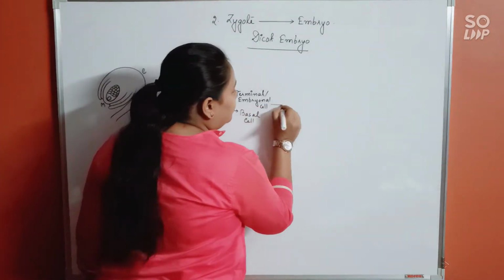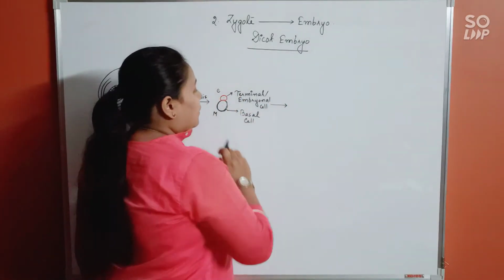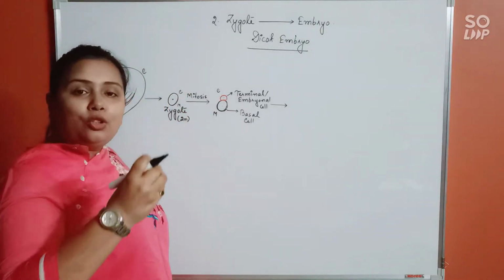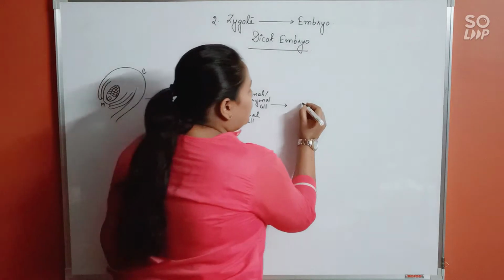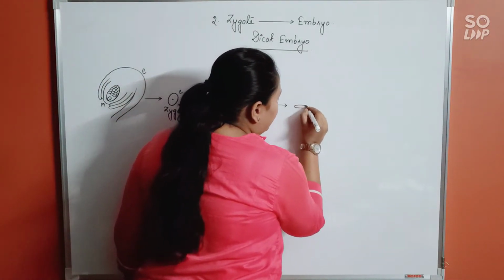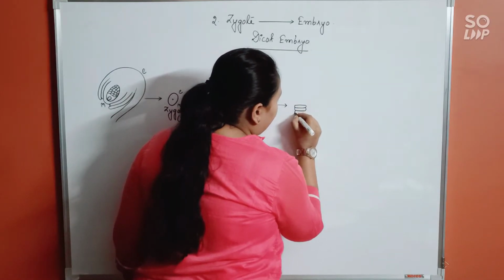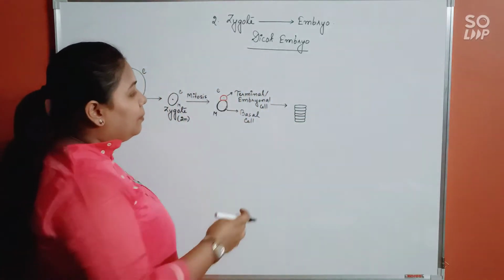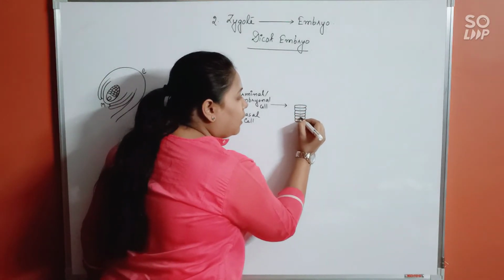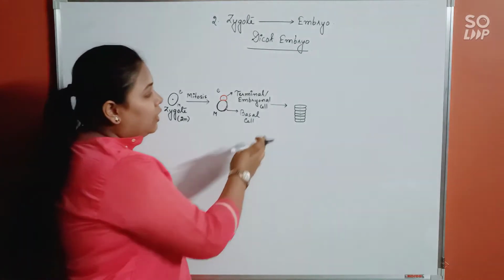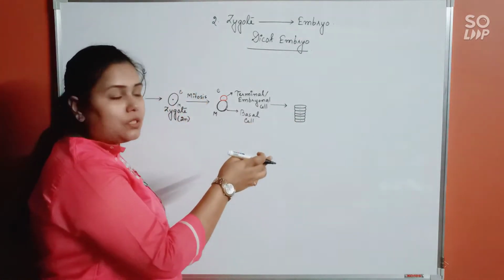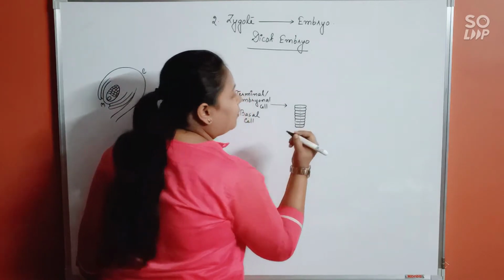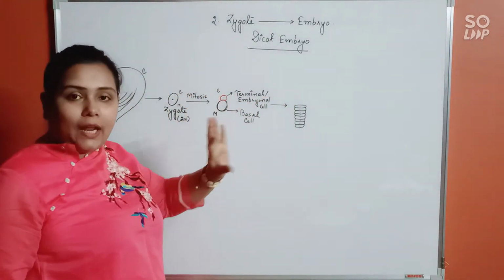Now, first let me show you how the basal cell will show its division. The basal cell will undergo a lot of transverse divisions, so many cells will be formed. How are they formed? This one cell will undergo one transverse division, giving rise to two cells. Then these two will again divide by mitosis, giving rise to 4 cells. Likewise, they will divide and form a long stalk-like structure.